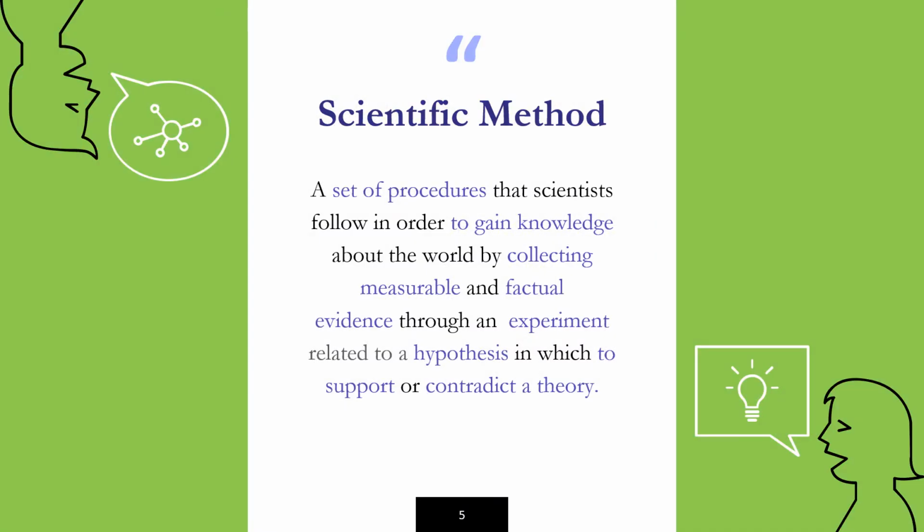What is the scientific method? The scientific method is a set of procedures that scientists use in order to gain knowledge about the world. They gain knowledge through evidence, which must be measurable and factual, and they get this evidence through experiment related to the hypothesis which they came up with before, which can then support or contradict the theory.